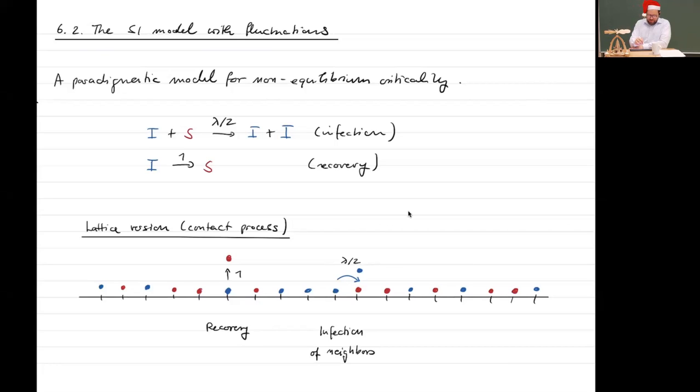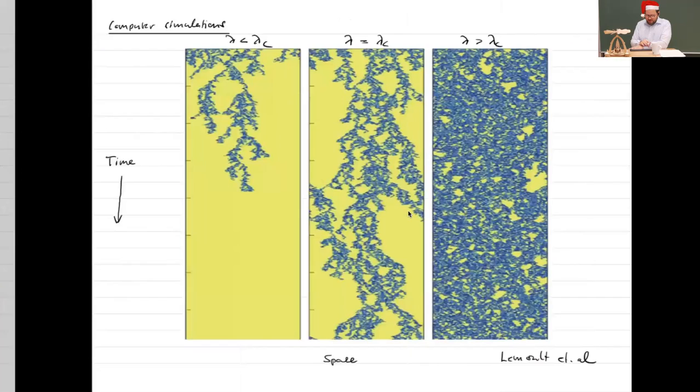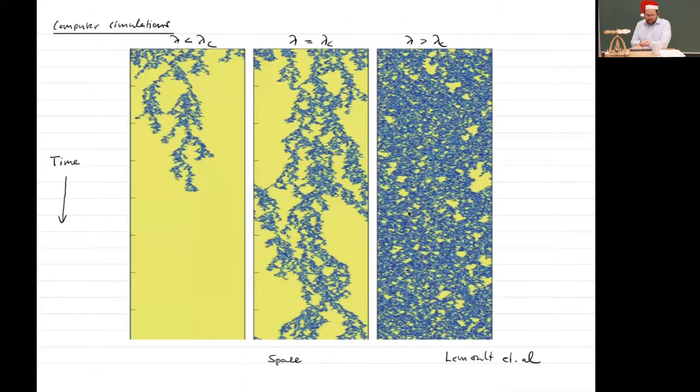This epidemic model consists of two kinds of people: the infected ones and the susceptible ones. We put these people on a lattice, and infected people can infect susceptible, or non-infected, people if they are on a neighboring lattice site. And then infected people can also recover and turn into susceptible people. So this is the little model that we introduced.